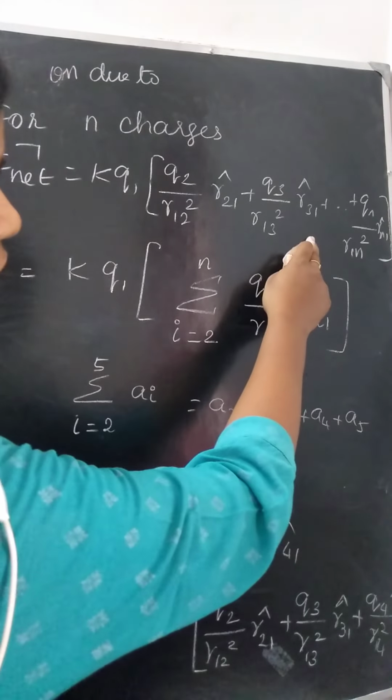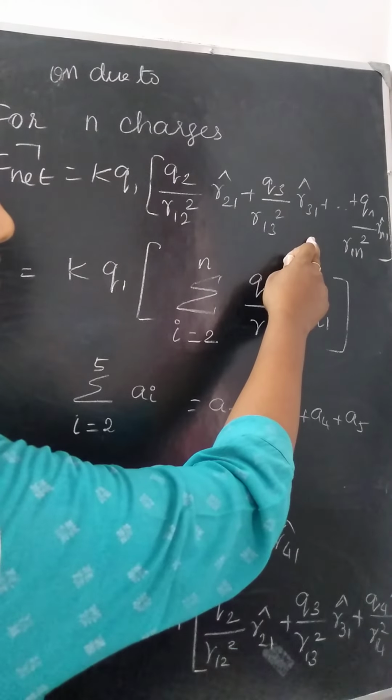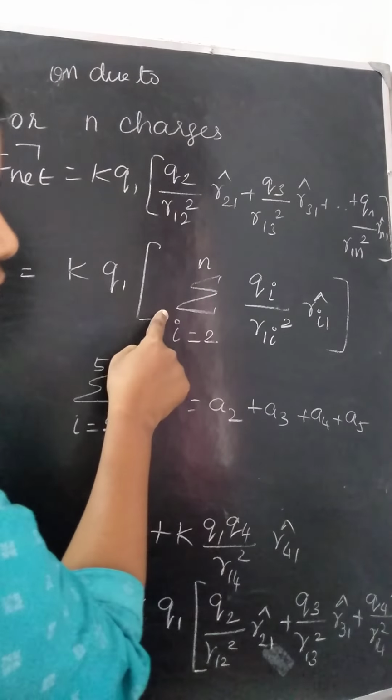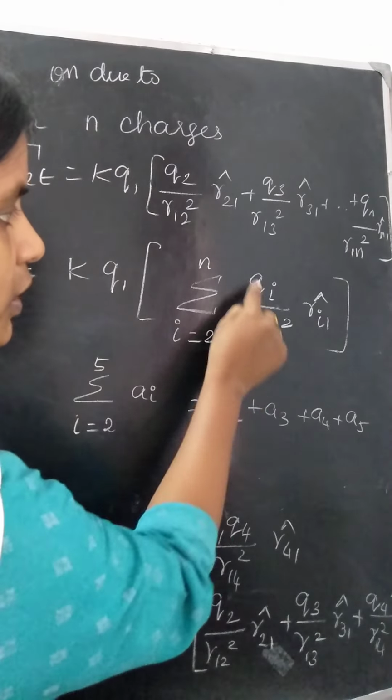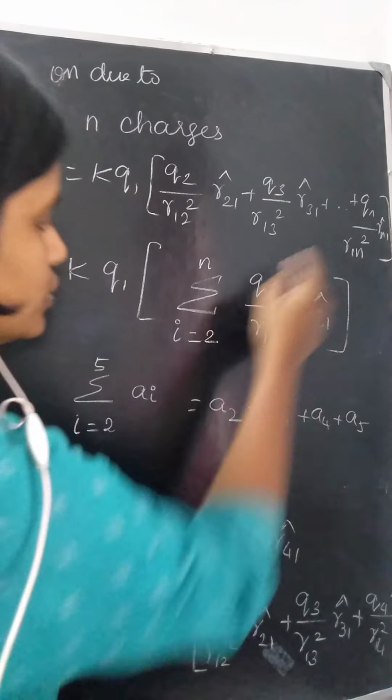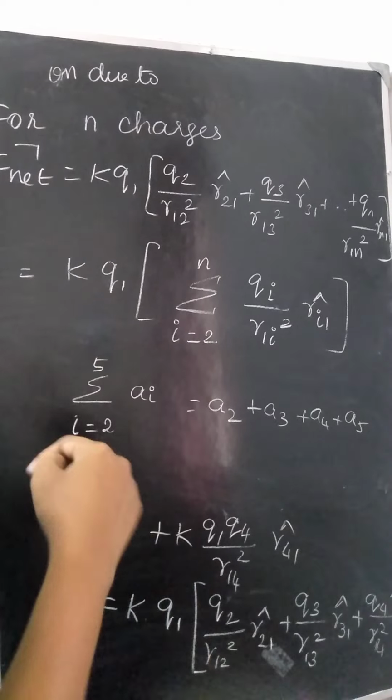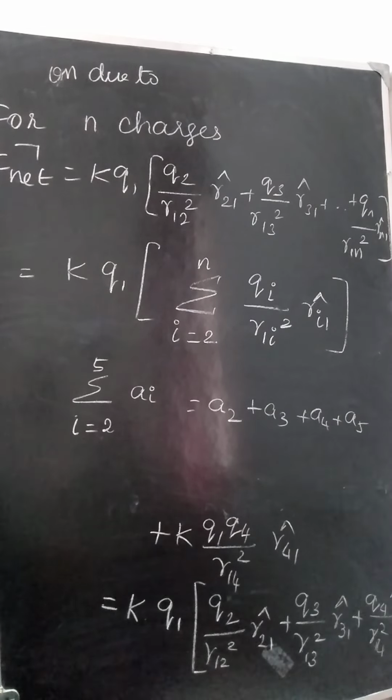R31 cap. Second term we are getting. Sure, this symbol is sum of. So you have to substitute the I value, then add all the values. That is what this notation means. Clear? This is the simplest form.